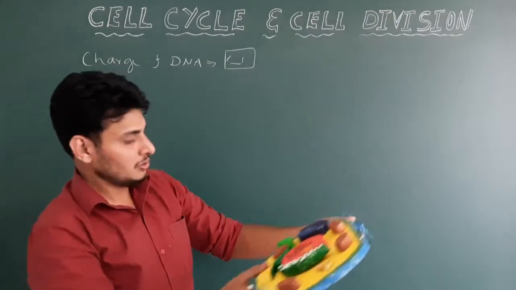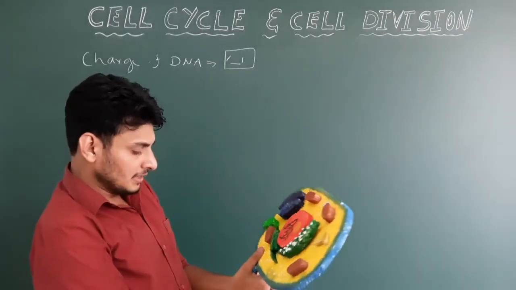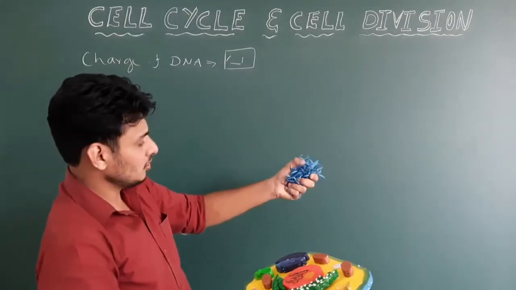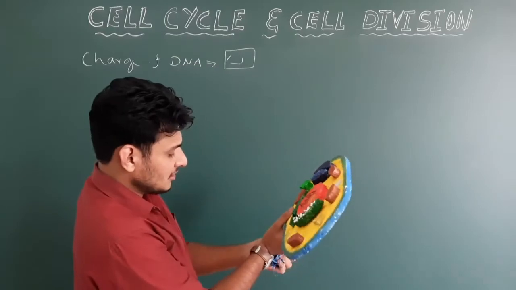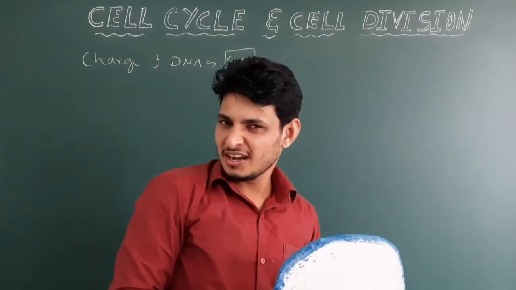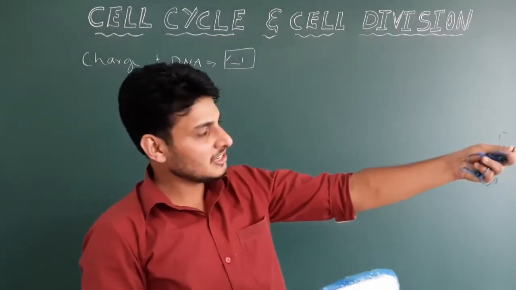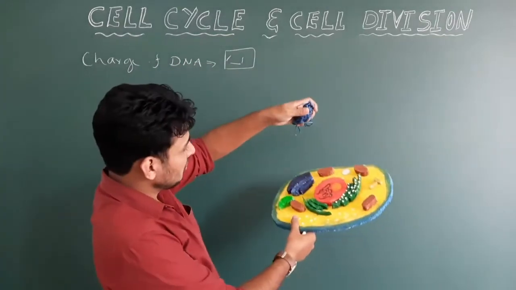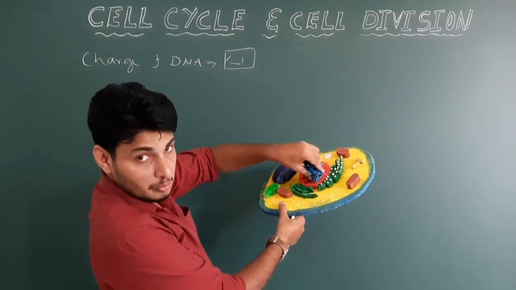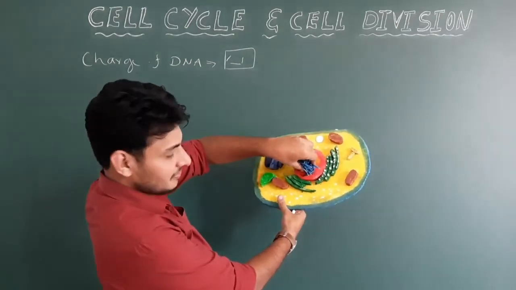If you just uncoil this, obviously the length will be around 2 meters. Okay, I will fold this. This is nothing but called condensation. Have you heard it in prophase? Condensation of the chromatin occurs. This is condensation. Got it? Okay. So because of this condensation, I can easily fit this 2 meters of chromatin inside the nucleus.